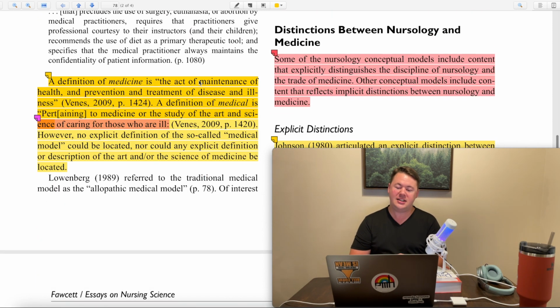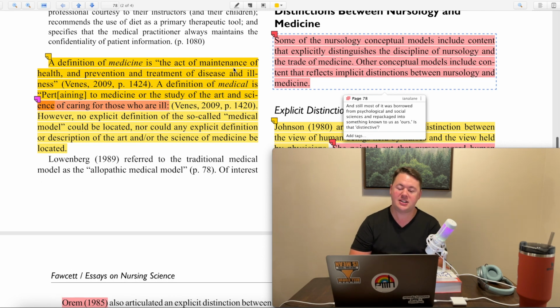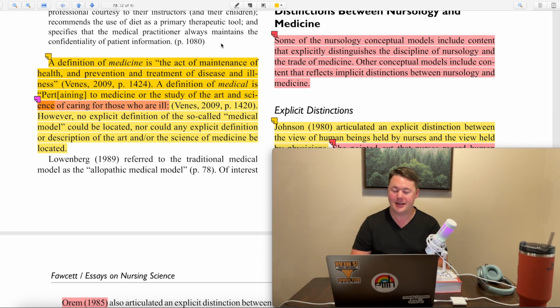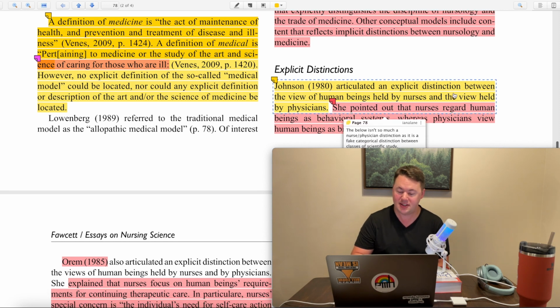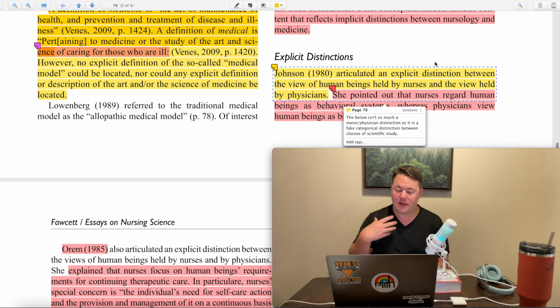Moving on. Distinctions between nursology and medicine. Quote, "Some of the nursology conceptual models include content that explicitly distinguishes the discipline of nursology and the trade of medicine. Other conceptual models include content that reflects implicit distinctions between nursology and medicine. And most of our own distinctive knowledge was born out from other disciplines, borrowed for our own conceptual models." Explicit distinctions. Quote, "Johnson, 1980, articulated an explicit distinction between the view of human beings held by nurses and the view held by physicians." What happens below, and I've unquoted so I can talk a little bit, isn't so much that there's a nurse-physician distinction made as it is a categorical distinction that's kind of a pseudo-distinction between classes of scientific study.